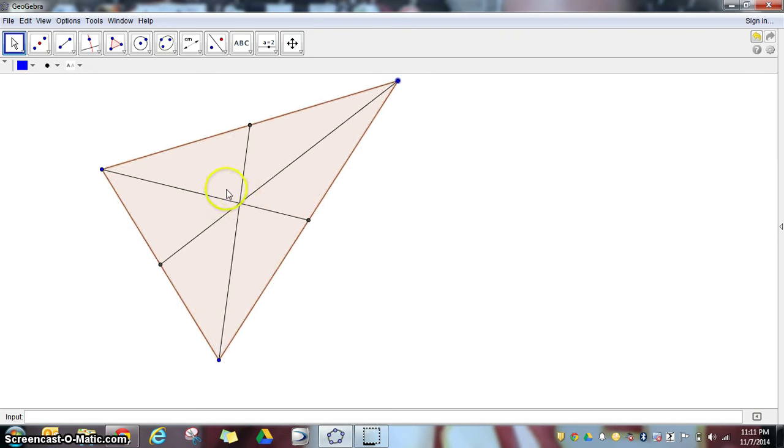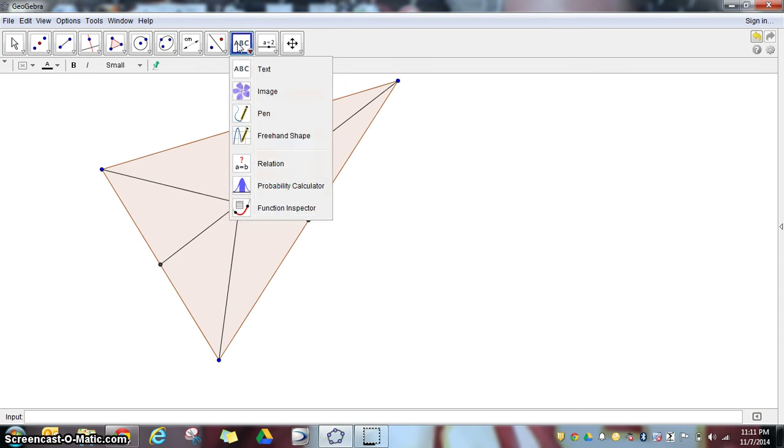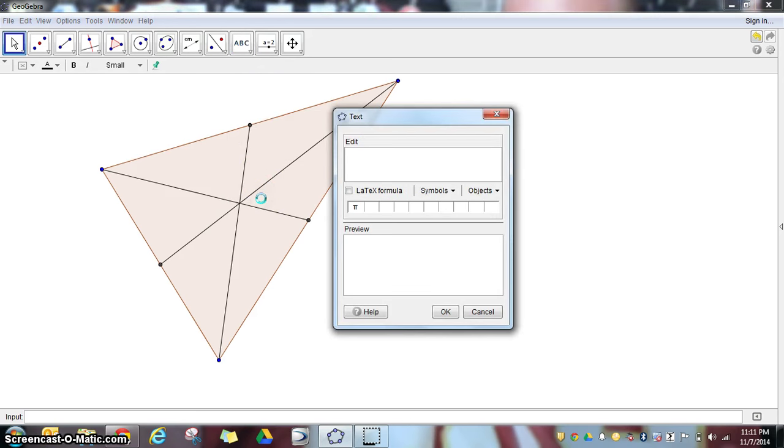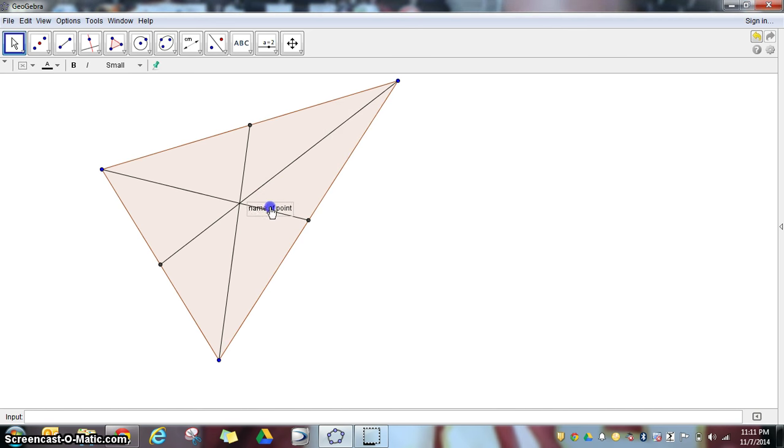Now I want you to Google the name of that point of concurrency. You'll Google the point of concurrency of the medians of a triangle. I want you to tell me what the name of that point of concurrency is, and when you find it out, you're going to click on your text tool, and then you're going to type the name of that point right here on your screen and label that for me. I want to know what that thing is called there.